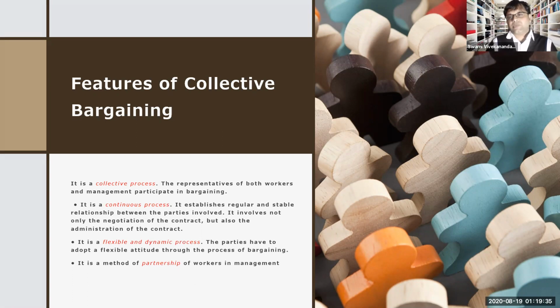And the next one is that definitely it is a partnership, that it is a part of the workers' participation in management process, right? So that is the concept of the features of the collective bargaining process. So most important features are: it is a collective process. Number 2 is a continuous process. Number 3 is a flexible and dynamic process. And number 4 is partnership, right?